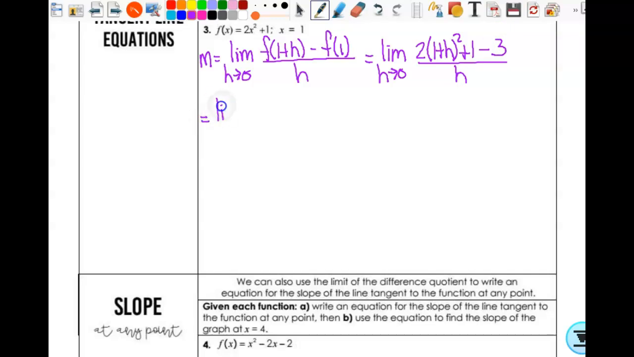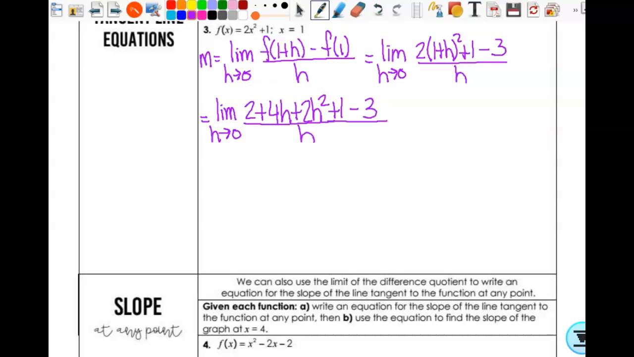This is equal to the limit as h approaches 0. Okay, so I'm going to square that binomial and distribute the 2 at the same time. If it takes you more than one step, that's fine. But when I square that binomial, I'm going to get 1 plus 2h plus h squared. So that's going to give me 2 plus 4h plus 2h squared. And then I have my plus 1. And then I have my minus 3 all over h. We all agree with that?